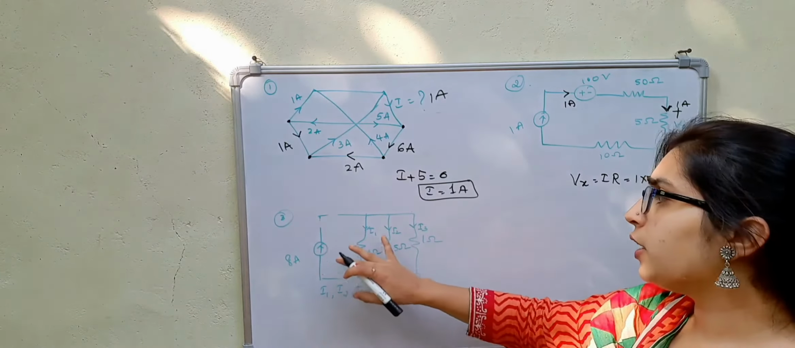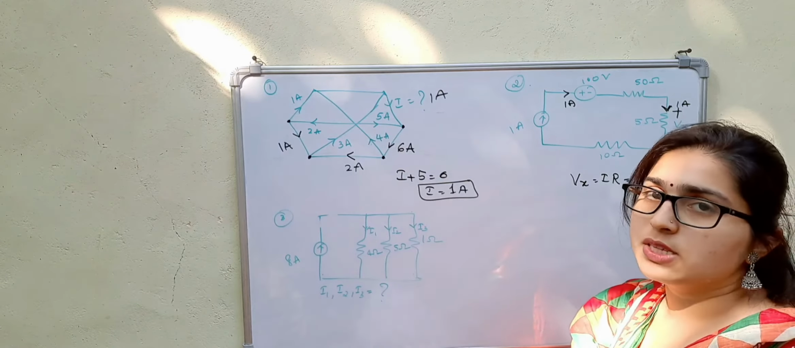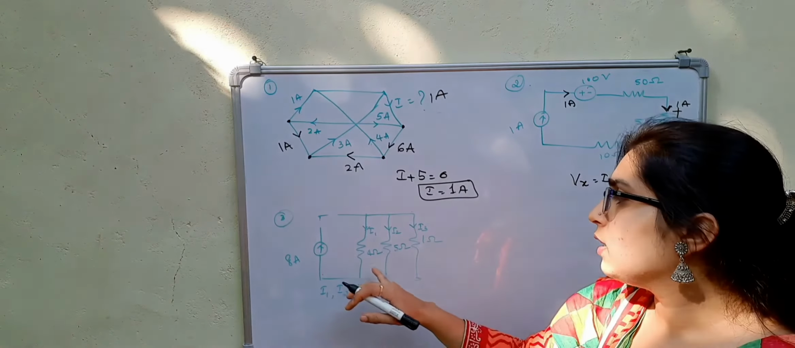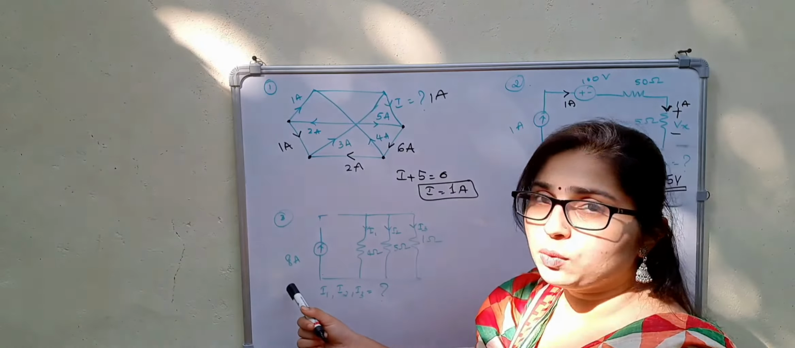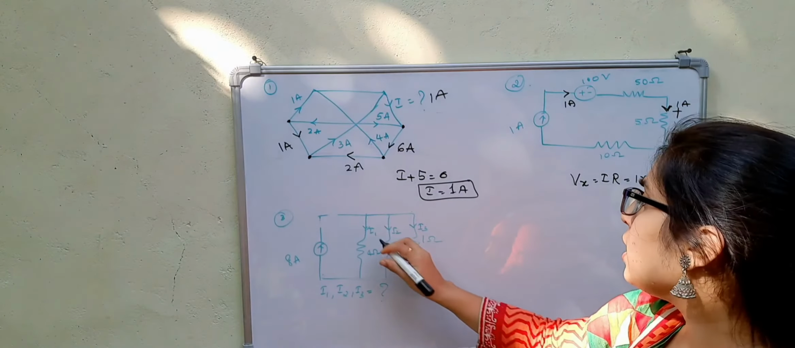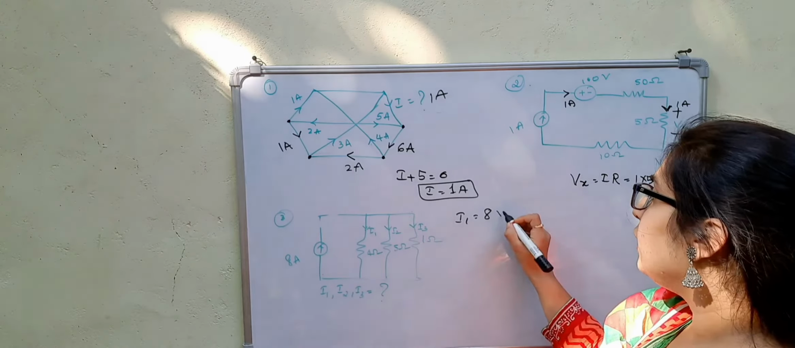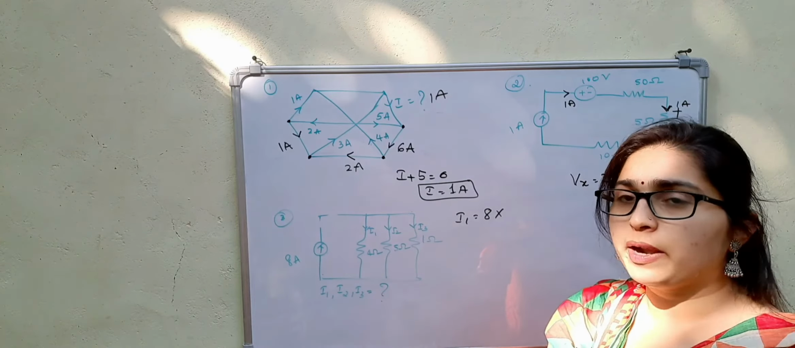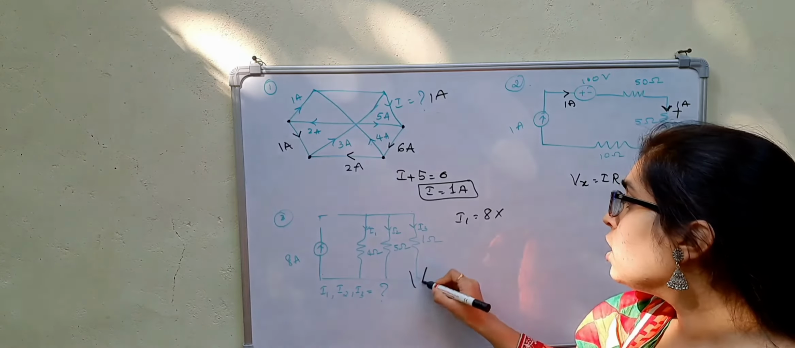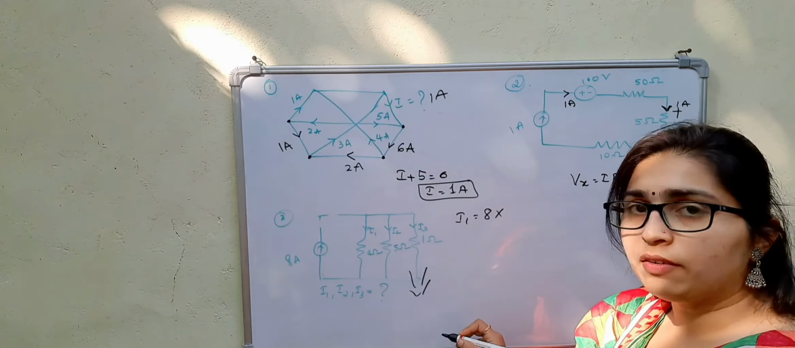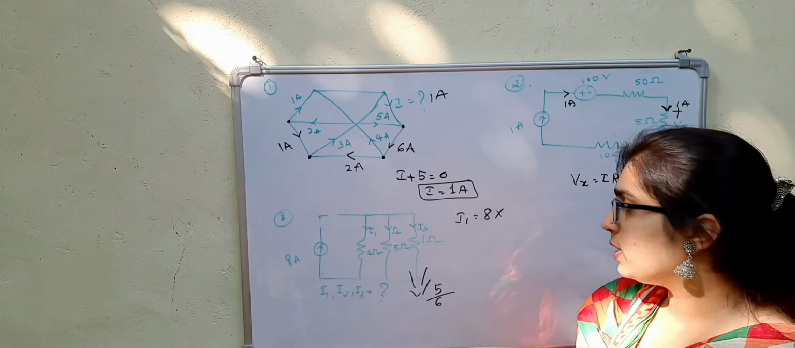Here they are asking you to find the currents I1, I2, I3. We can use the current divider rule because these resistors are connected in parallel. The total current here is equal to 8 ampere. What will be your I1? Total current is 8 into the resistance in the other branches, which are in parallel combination. These two give R1 into R2 divided by R1 plus R2, that is 5 by 6.